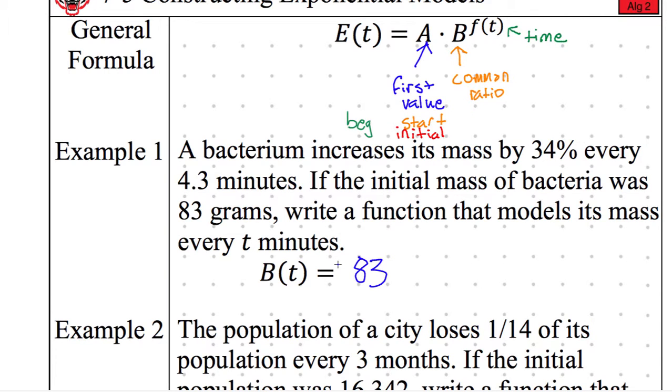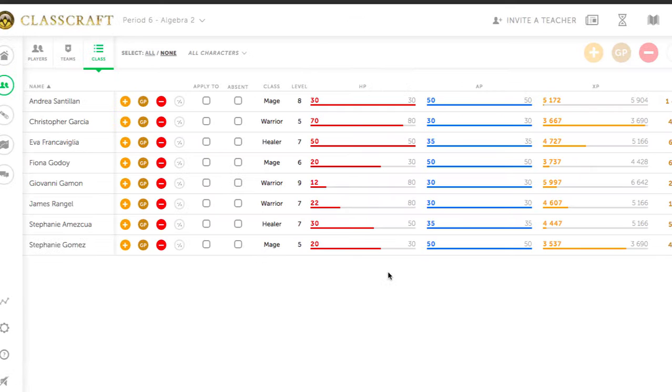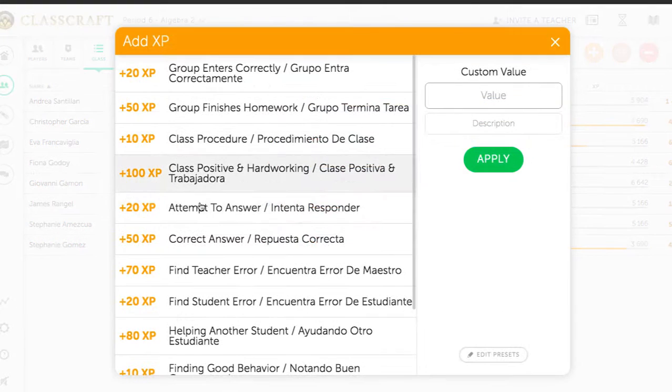What is my common ratio? A little bit harder, but I think you can still do it, Andrea. It is indeed 1.34. These numbers right now are being multiplied, so I can do a little dot or I can do a times symbol, whatever you want to do. Thank you, Andrea. It is 1.34.